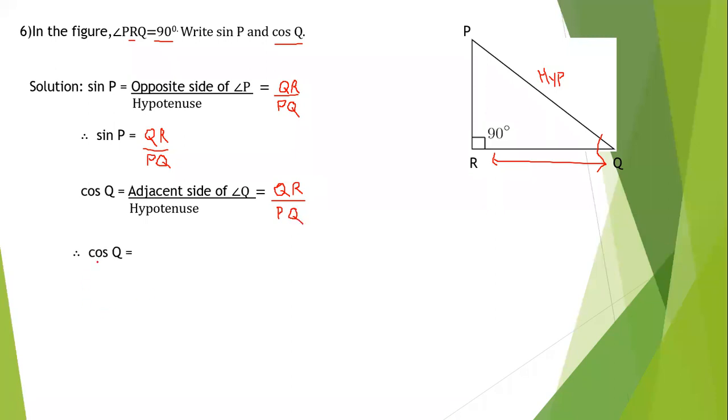So therefore we got cos Q equal to QR upon PQ. Okay. So sin P we got as sin P is equal to QR upon PQ. And for cos Q also we got the answer as QR upon PQ. Okay, the angles are different. It is here P and it is here Q. So the main answer you can put in the box.